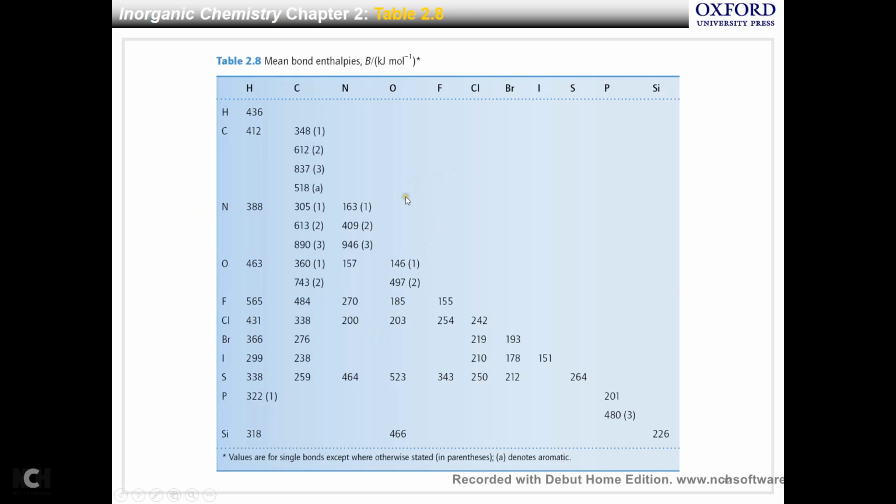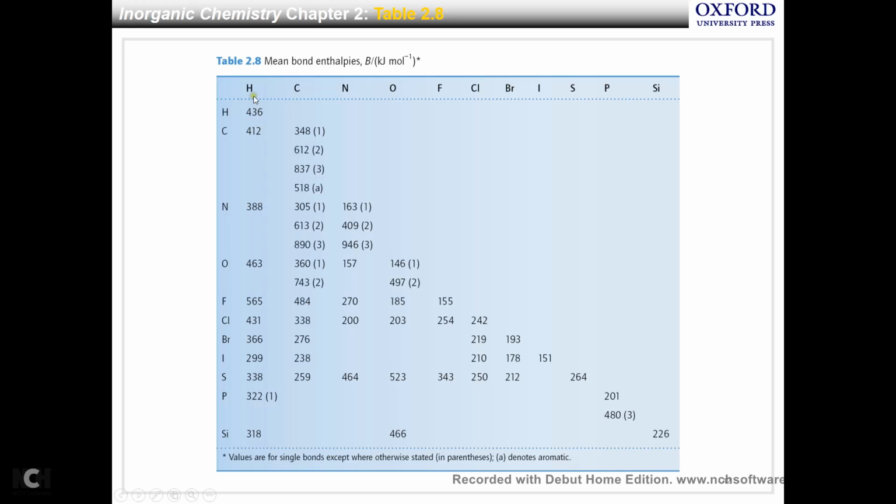This is a table of the mean bond enthalpies. So hydrogen 436, carbon 412. The reason it says mean bond enthalpy is because the bond strength between carbon and hydrogen is different in methane than in methanol, than in ethane, than in ethanol. So it's all different, but this is just the average of many carbon-hydrogen bonds in many different molecules.